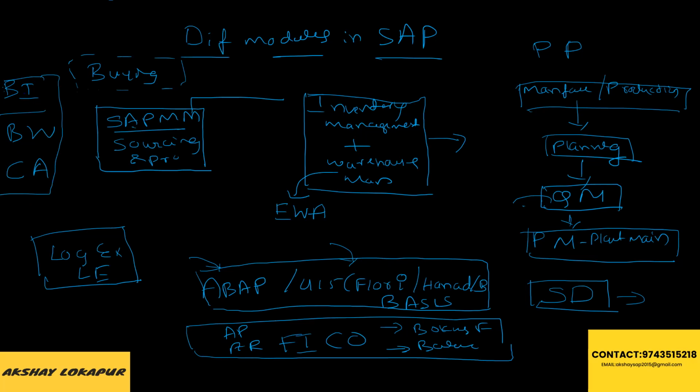What does Business Intelligence do? It gives us business analytics, whatever is required by users. BW works on warehouse-related storage data. These are all again technical modules. Yes, these are different modules in SAP, functional modules and technical modules.